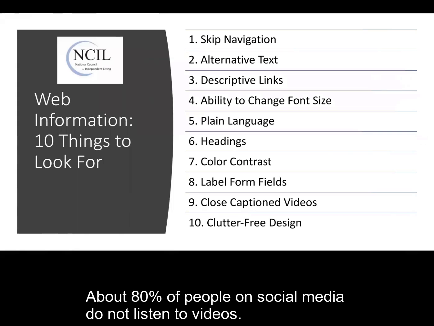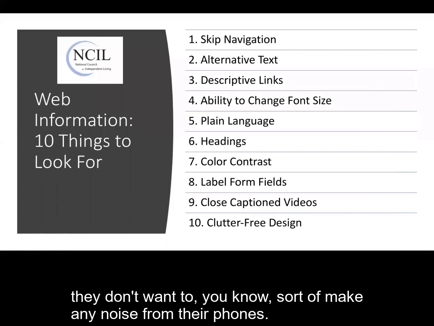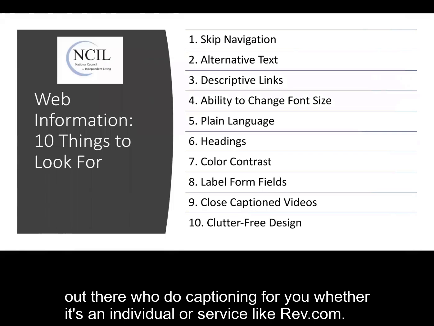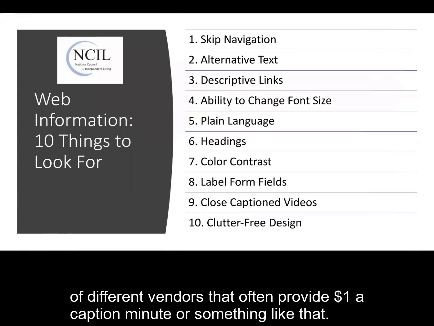About 80% of people on social media do not listen to videos. They actually just read the closed captioning because oftentimes they're in public and they don't want to make any noise from their phones. So you can do this on YouTube. You can create your own captions. There are many vendors out there who do captioning for you, whether it's an individual or a service like rev.com. You can easily type into Google captioning services and you'll get a whole host of different vendors that often provide $1 a caption minute or something like that.